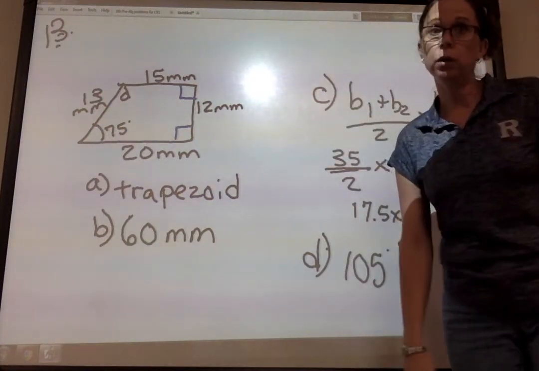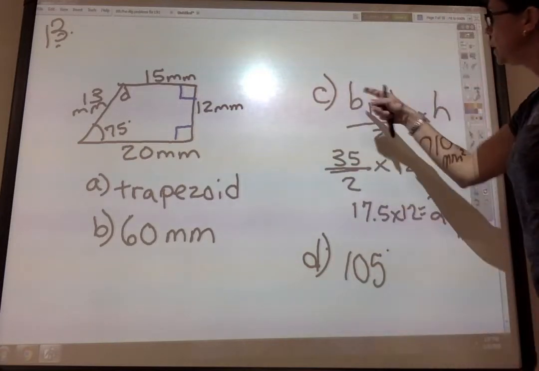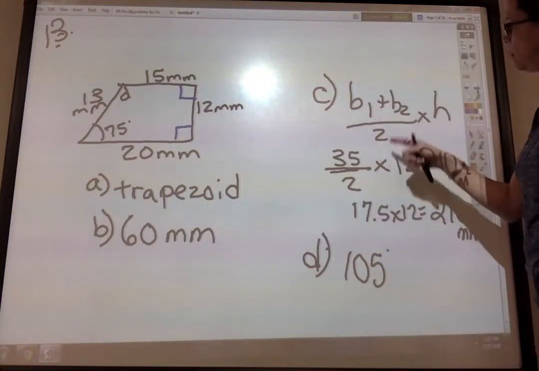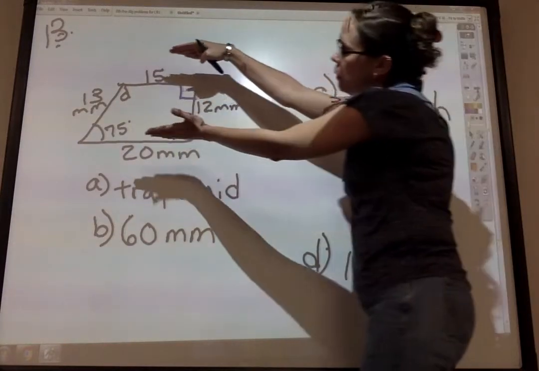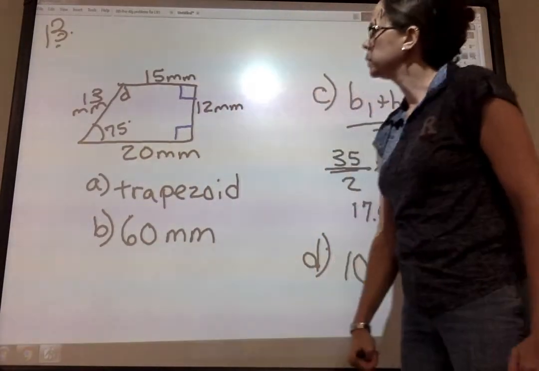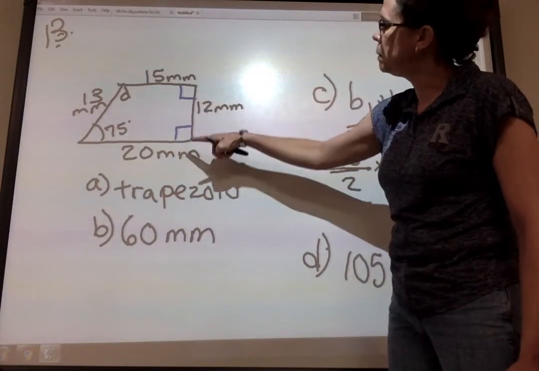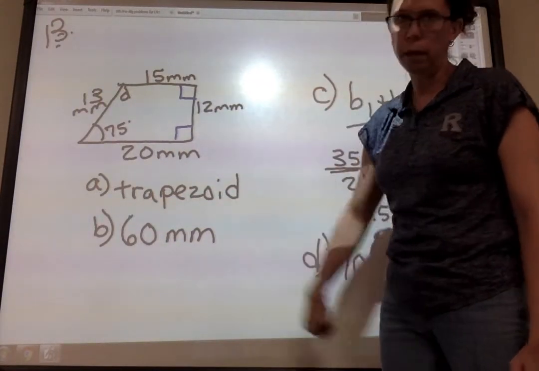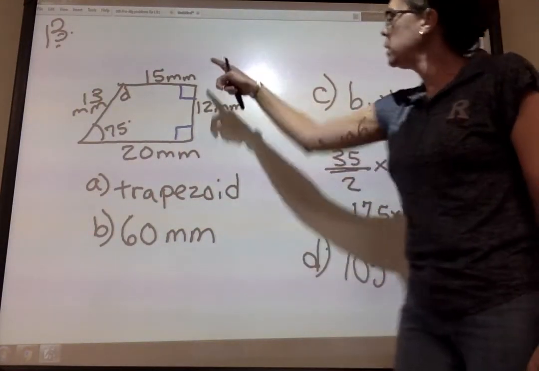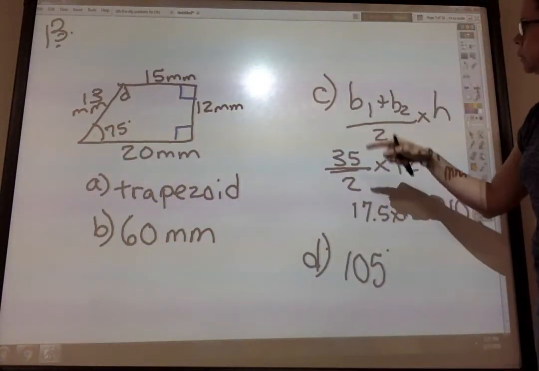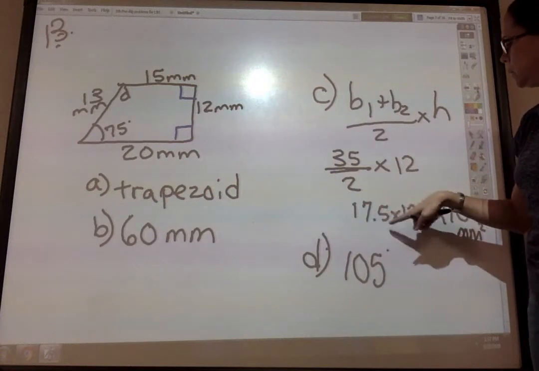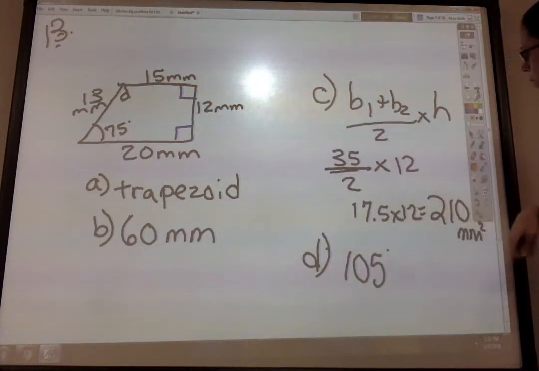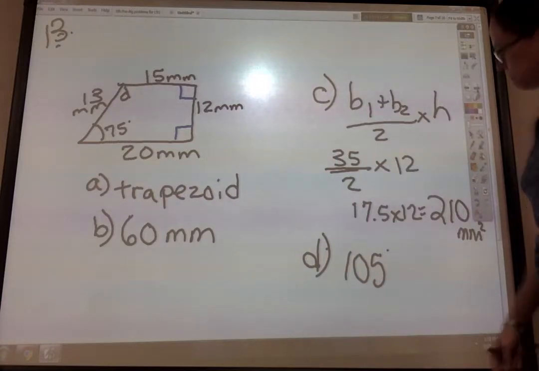C, they asked for the area. I have to know my area of a trapezoid formula. Base 1 plus base 2 divided by 2 times the height. Remember, my bases are the sides that are parallel. And then this is my height because this forms a right angle with my bases. So I did 15 plus 20. I got 35. Divide by 2, that's 17.5 times 12. That gives me 210 millimeters squared.